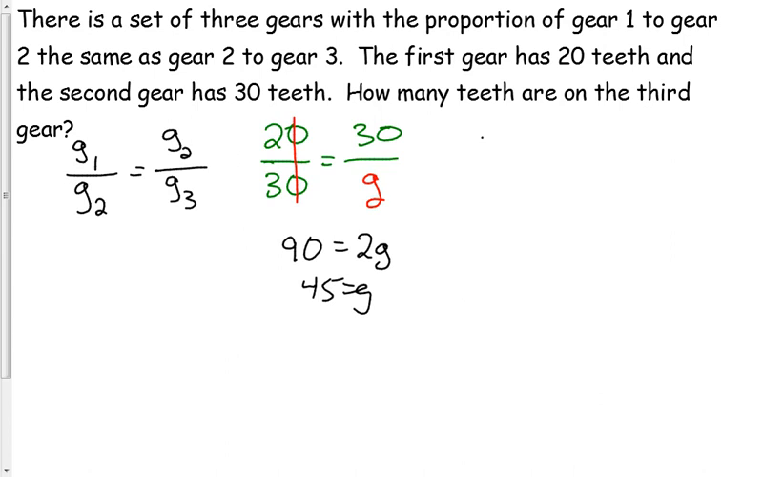So that means there are 45 teeth on gear 3. And you have solved it. It's just a matter of taking your time, thinking about what is the proportion I'm trying to solve, and then writing it out, and then plugging in the numbers versus just automatically trying to plug in and putting 20 and 30 on opposite sides and solving for the geometric mean.